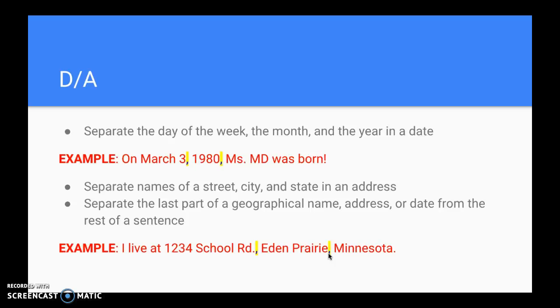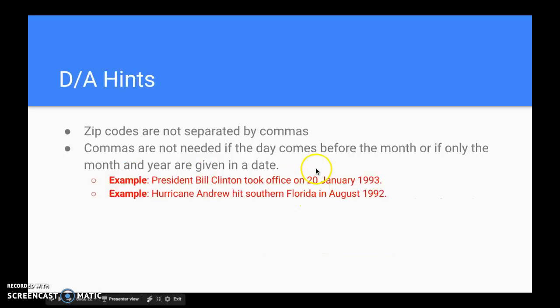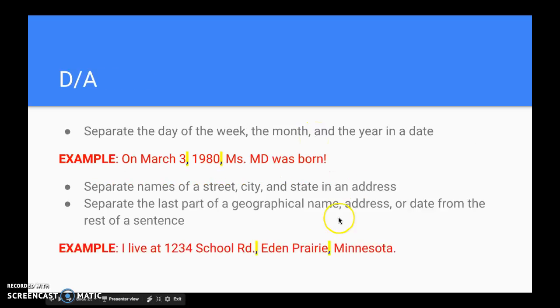Let's take a look at a couple other things about this rule. Zip codes are not separated by commas. So going back to this example, if I had put a zip code at the end of the sentence and it continued on, either way, even if it didn't continue on, I would not put a comma in between Minnesota and zip code.